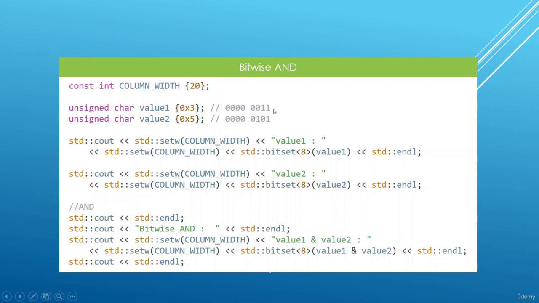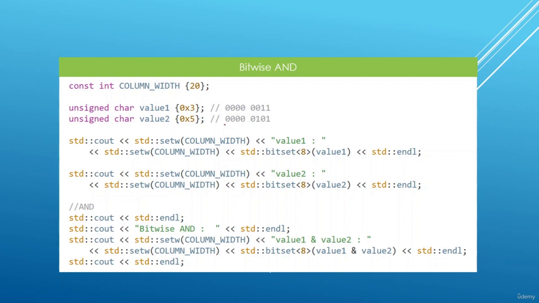So what we're going to do really is take the 1 here at position 0 and AND that with the bit at position 0 in value 2. We're going to take 1 and 0. We're going to take 0 and 1. We're going to take 0 and 0. And we're going to AND these things up.